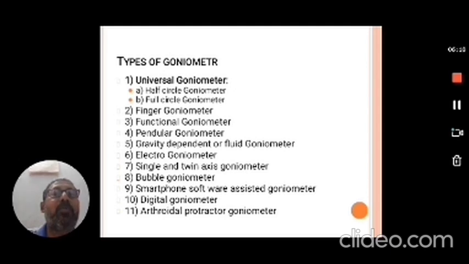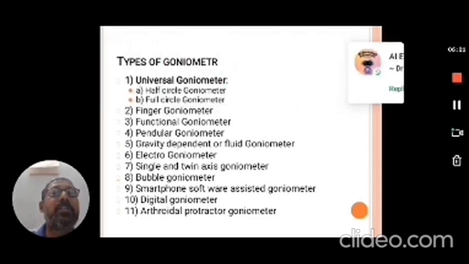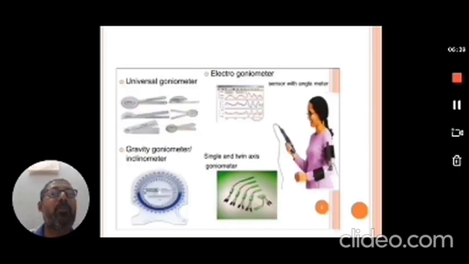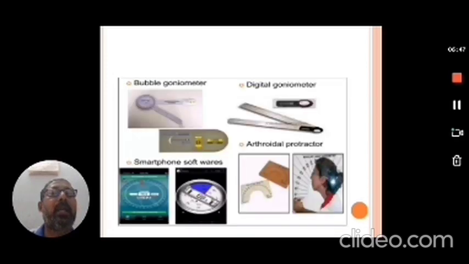These are the various types of goniometer readily available in the market. One is the universal goniometer, which could be either a half circle or a full circle goniometer, a finger goniometer, a functional goniometer, a pendular goniometer, a gravity dependent or fluid goniometer, an electrogoniometer, a single and twin axis goniometer, a bubble goniometer, a smartphone software assisted goniometer, a digital goniometer, and an orthoidal protractor goniometer. These are the pictorial forms of the various goniometers available in the market.